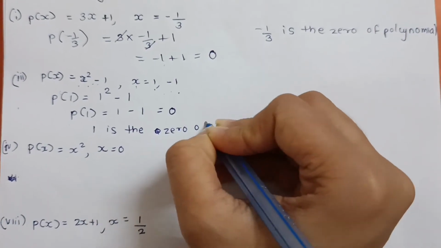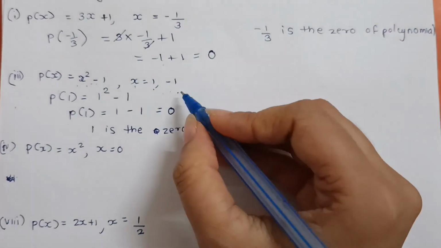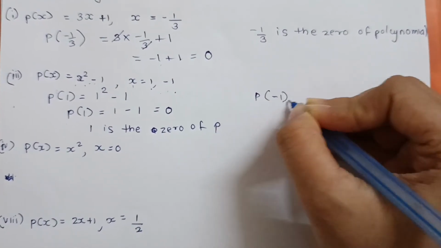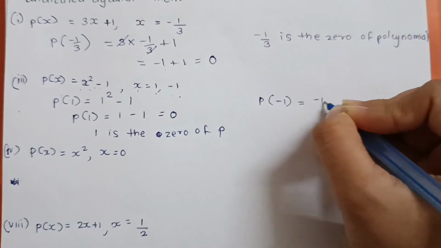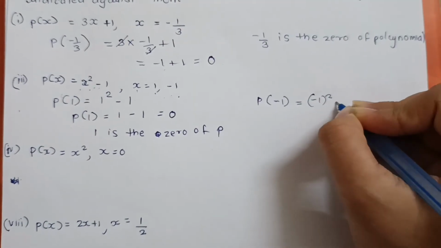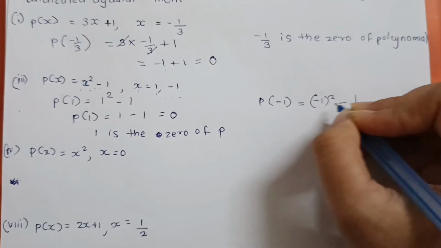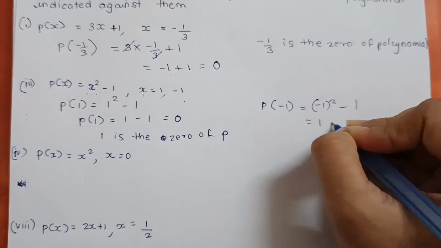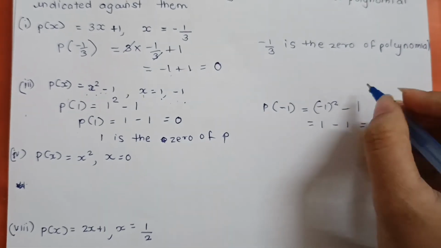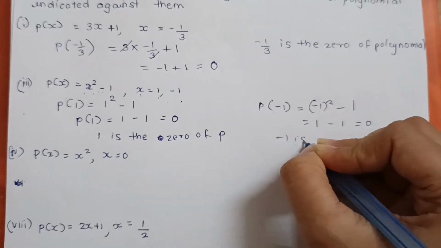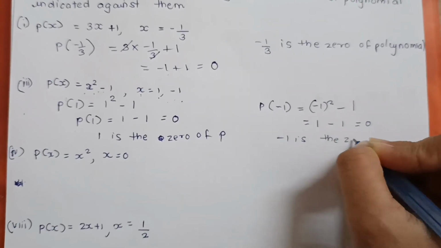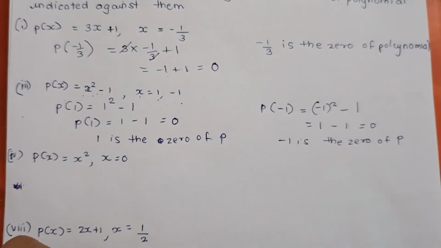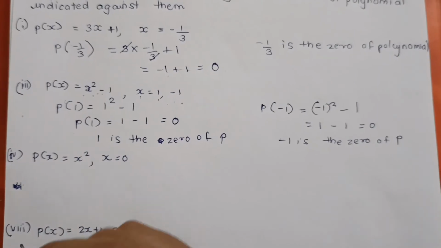of the polynomial. But if we substitute minus 1, that is P(minus 1) is equal to (minus 1) square minus 1. So minus 1 into minus 1 is equal to 1, 1 minus 1 is 0. So minus 1 is also the zero of the polynomial. So 1 and minus 1 are the zeros of the polynomial.